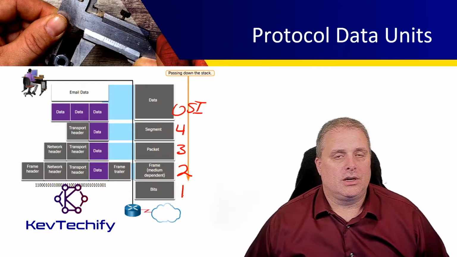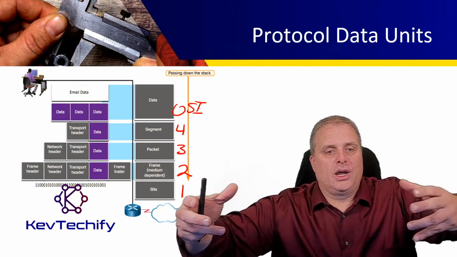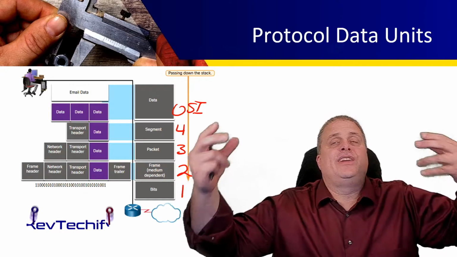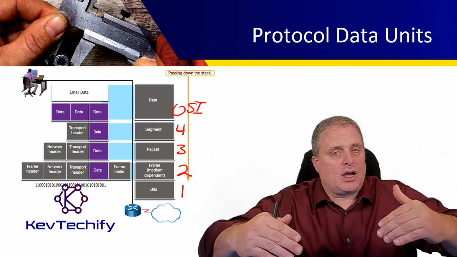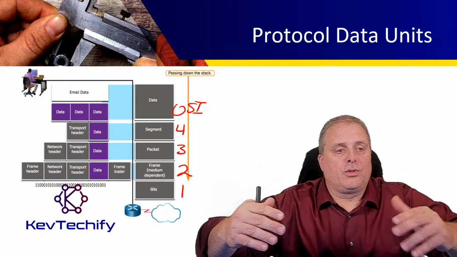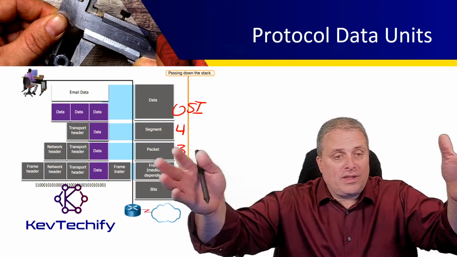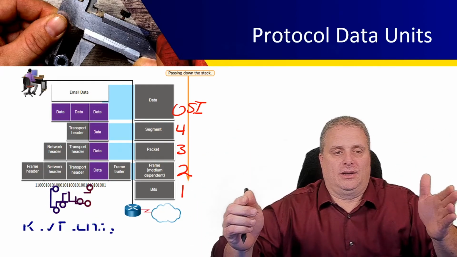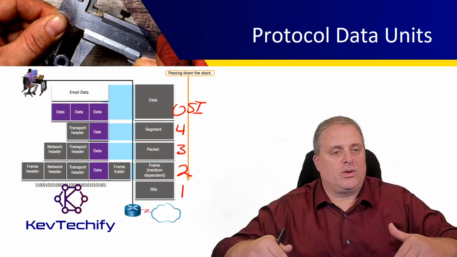So what happens here is the OSI model takes the data and we put a transport header on it. When we put that transport header on it, it's now a segment. Then we take that entire piece of information and pass it down to layer 3. At layer 3, we put a network header on it. That network header with all that information that was passed down from layer 4 is called a packet. Then we take that information and pass that down to layer 2.